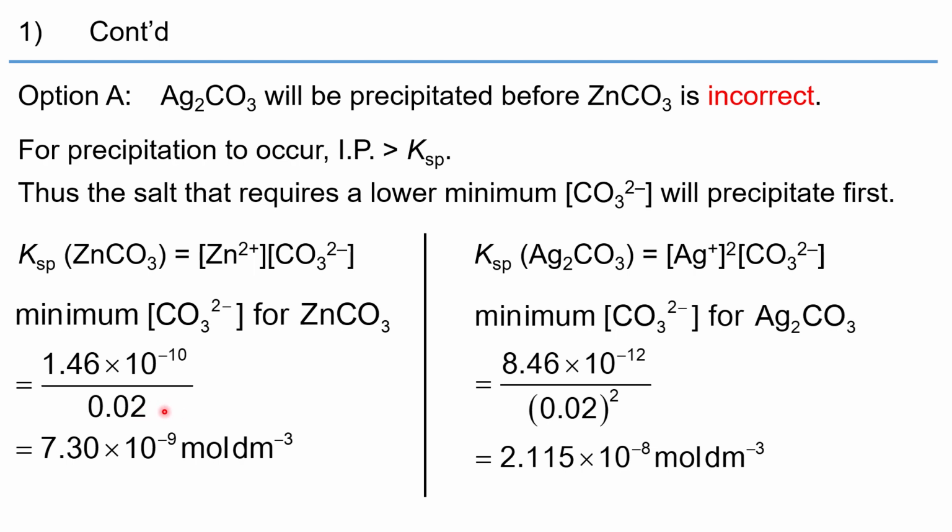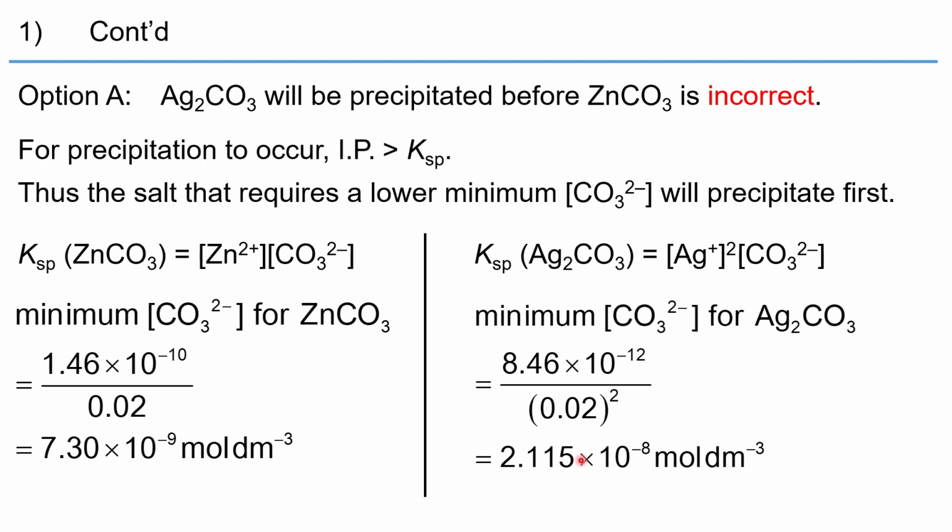Now this 0.02 is because I started off with zinc nitrate. Please recall, all nitrates are fully soluble in water. So your 0.02 moles per dm cube of zinc nitrate will fully dissolve to give you 0.02 moles per dm cube of your zinc ion. So do that carefully. The concentration of carbonate for the zinc carbonate here will be 7.3 times 10 to the minus 9. Similarly, the same idea goes for your silver carbonate.